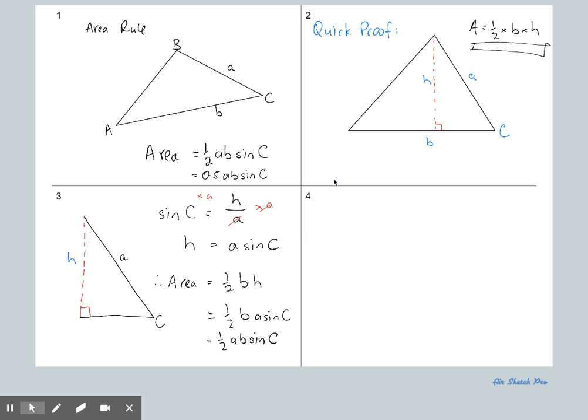Any questions? I'm not going to go through an example. Instead, I'm going to provide you with 3 problems. Here they are.